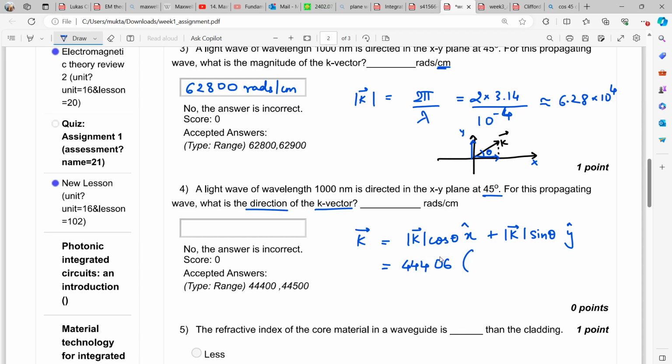Since cos theta and sin theta are the same, we can take it outside: x cap plus y cap. For a 45-degree angle, both cos and sin are the same. Right. So we just need to write this here. Since they're asking in radians per centimeter, we can just write the number.